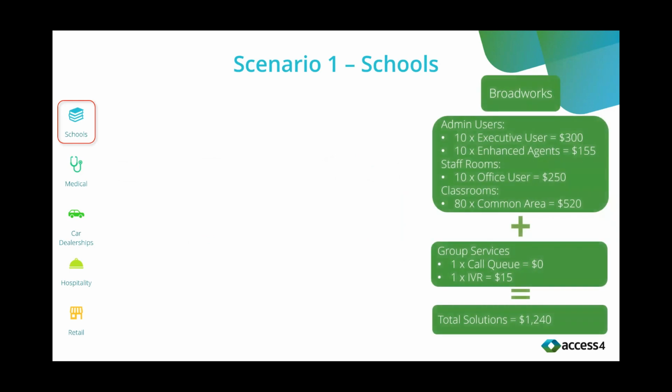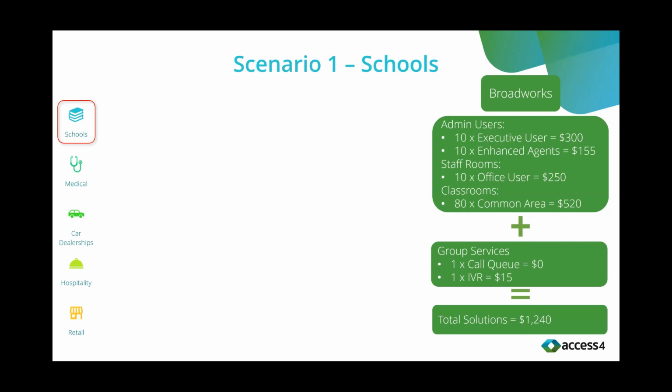So in this scenario, within BroadWorks, 10 admin users would be 10 executive users. They're going to want things like busy lamp field, BRC, if people are on the phone, being able to park calls, those kinds of feature sets. 10 enhanced agent licenses, so being able to do that call queuing built into the platform. For the staff rooms, we've done office users. The reason behind that is those phones are more likely to be calling outbound, calling external to the school, as well as being able to leave voicemails in those staff rooms could also be quite useful. And then the classrooms, we've dropped that down to a common area phone.